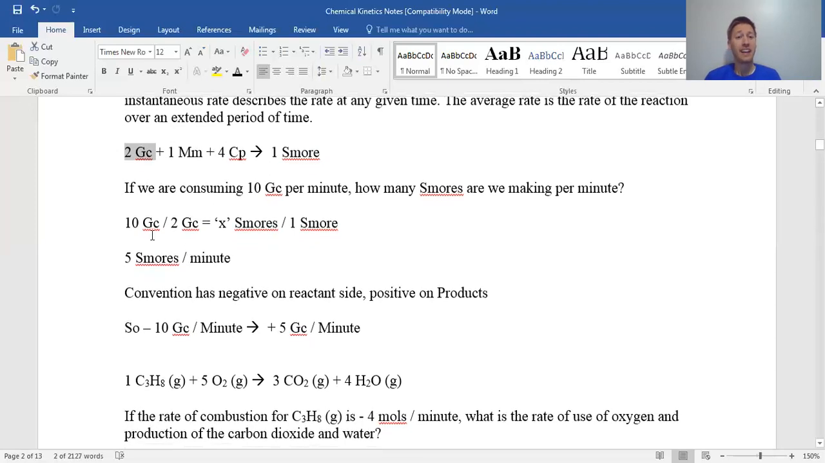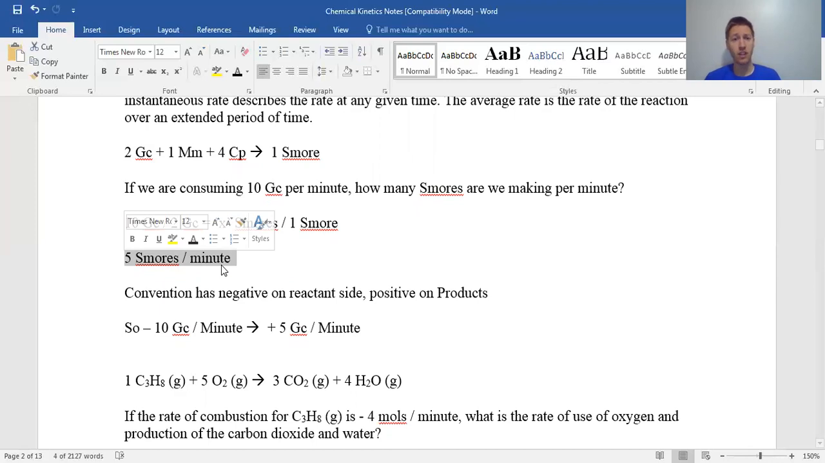So in this example, let's say that we're consuming 10 graham crackers per minute. How many s'mores are we making per minute? We just set up a ratio. Since the ratio here is 2 graham crackers makes 1 s'more, and we have 10 graham crackers, 10 divided by 2. Every single time we use 2 graham crackers to make a s'more, how many s'mores are we making? We've been doing this since early this semester. We would see that that is 5 s'mores per minute.